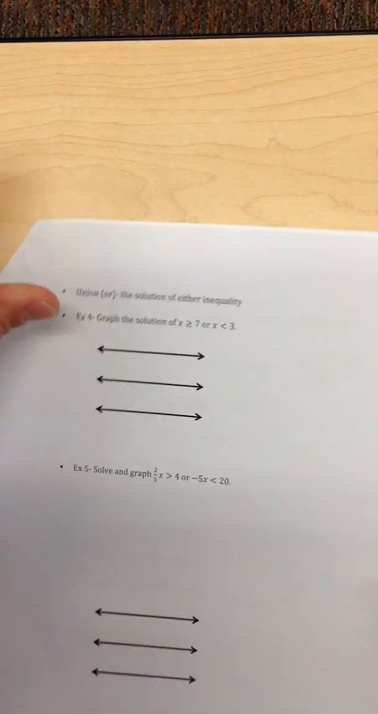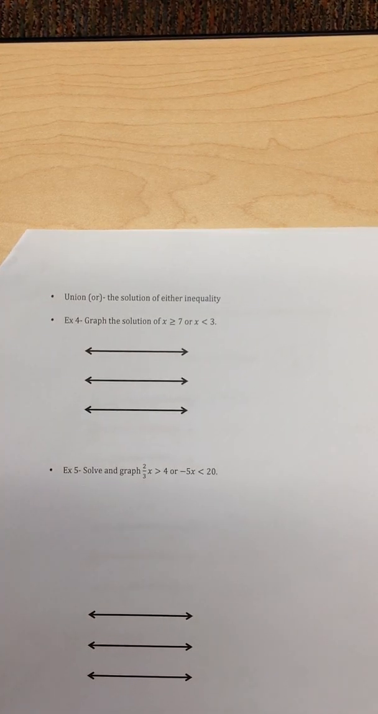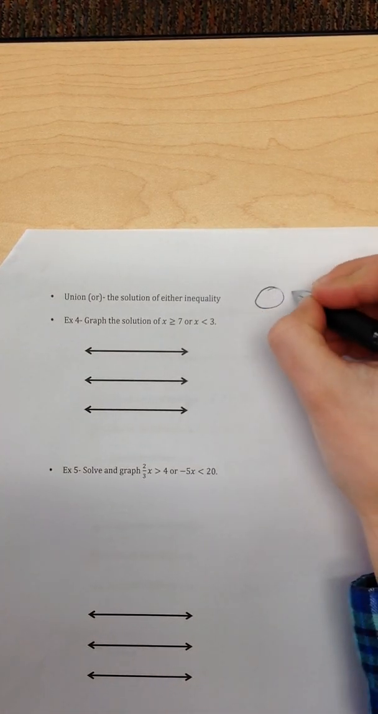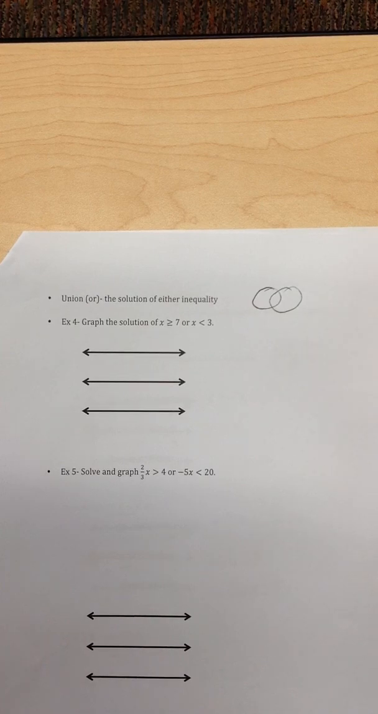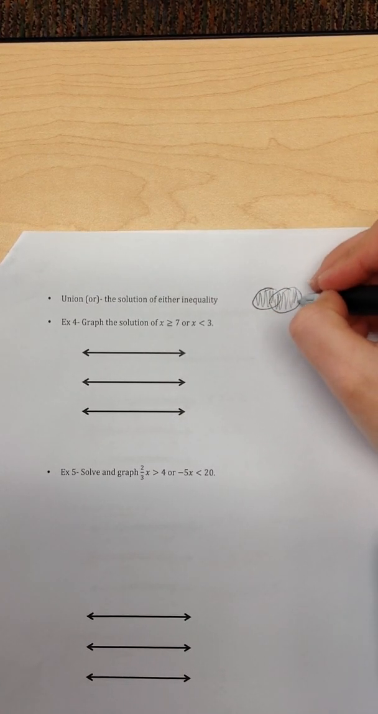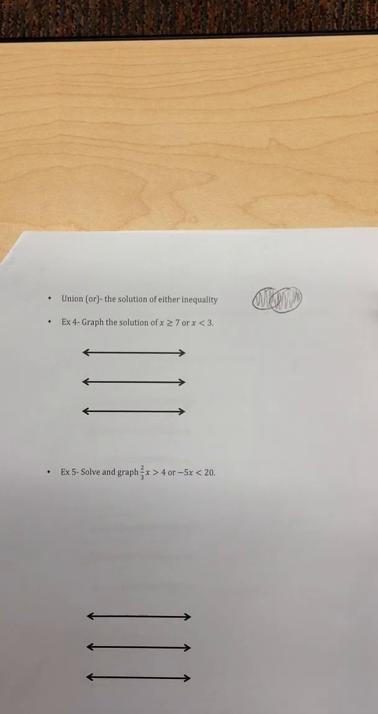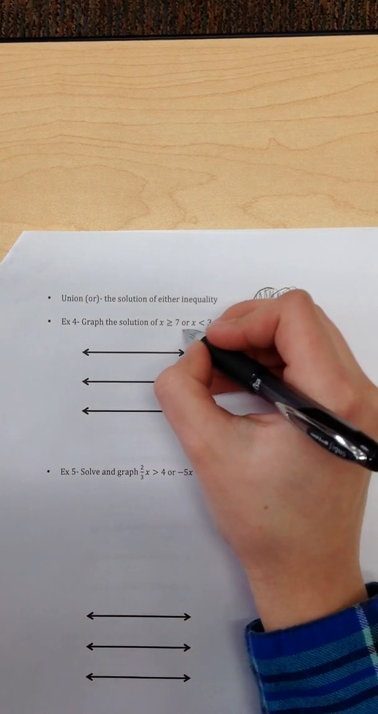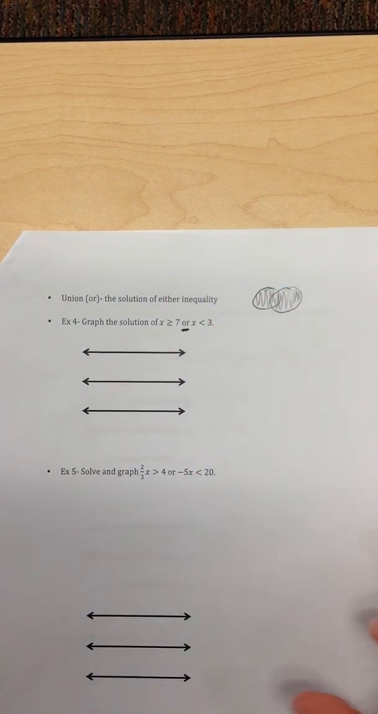Now we're going to go to union ones. So what union means, if we go back to our Venn diagram here, union is everything that's in this group as well as everything that's in this group. So basically all of your possible options are what your union is. And they'll say the word "or" when you're doing union ones like this. Okay, so let me kind of show you the difference here.